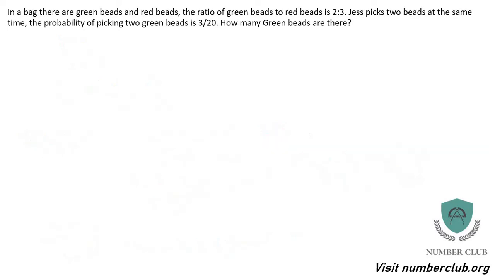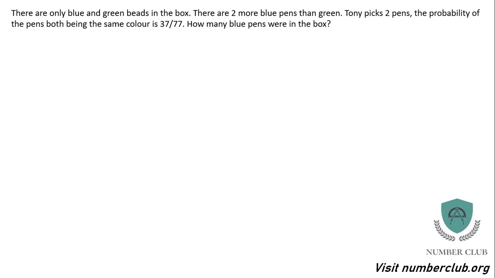Okay, moving on. There are only blue and green beads in the box. There are 2 more blue... Oh, I've gone from beads to pens. We'll stick with pens. Okay, there are only blue and green pens in the box. There are 2 more blue pens than there are green. Tony picks 2 pens. The probability of the pens both being the same colour is 37 out of 77. How many blue pens are in the box?